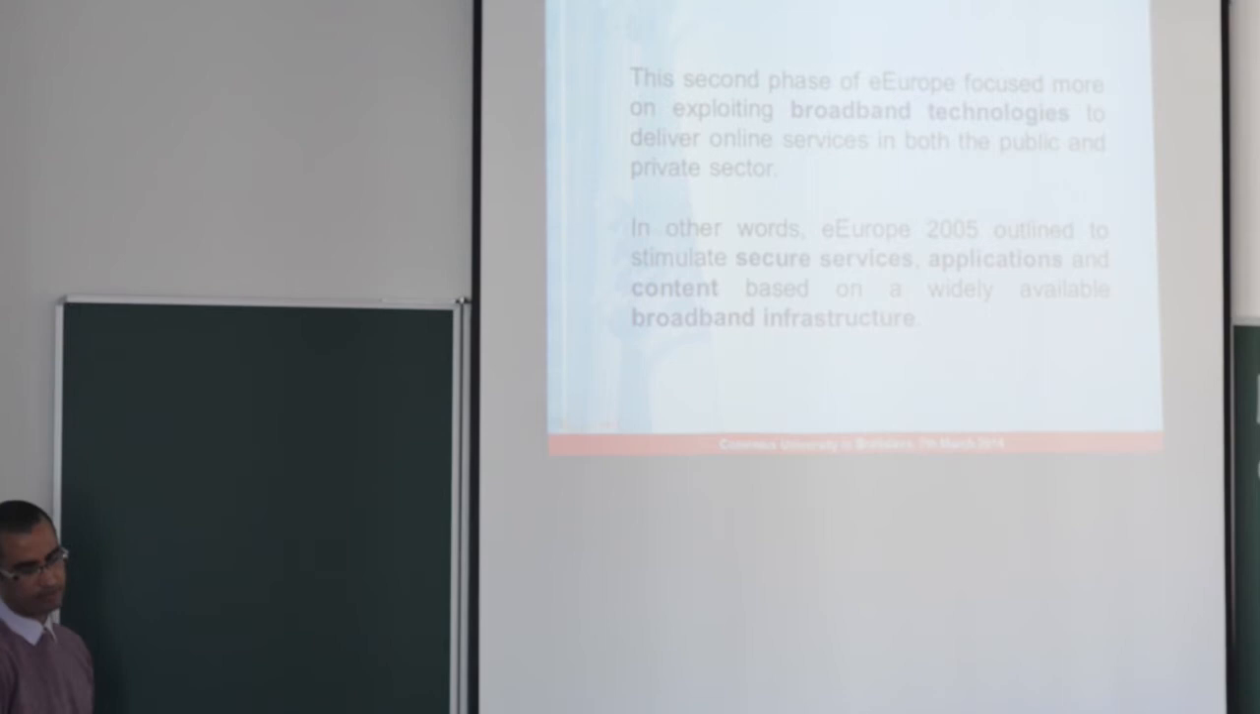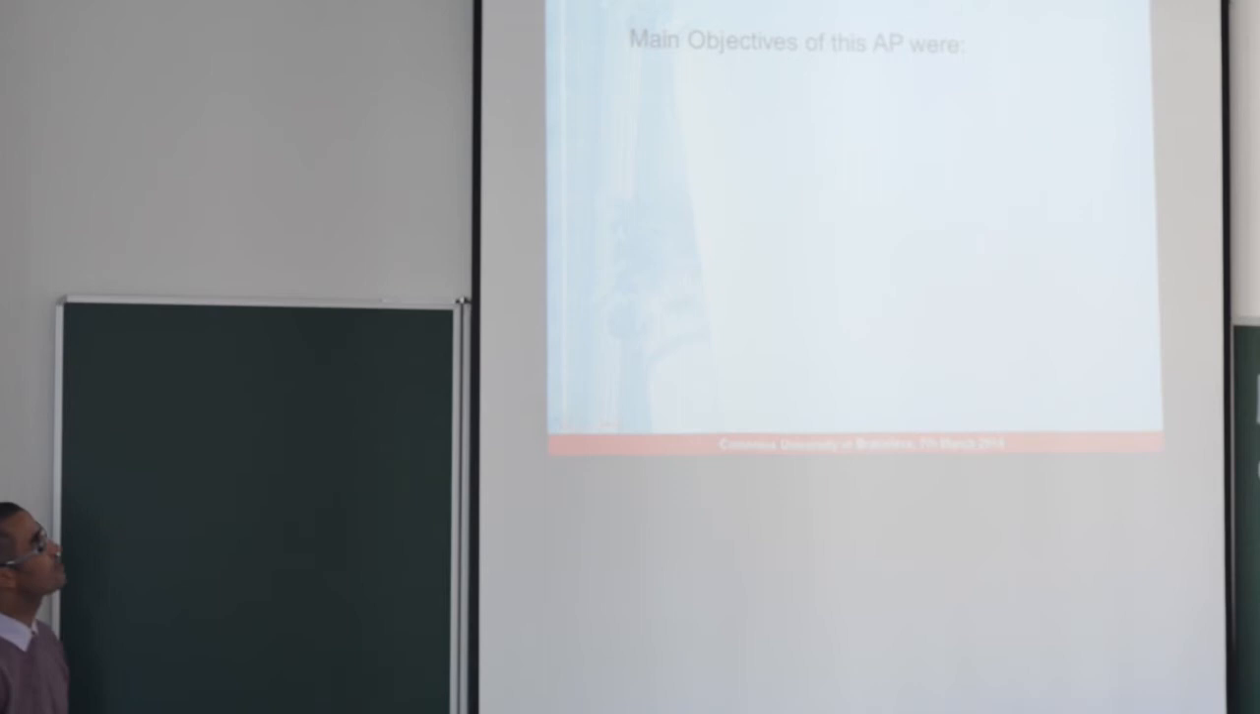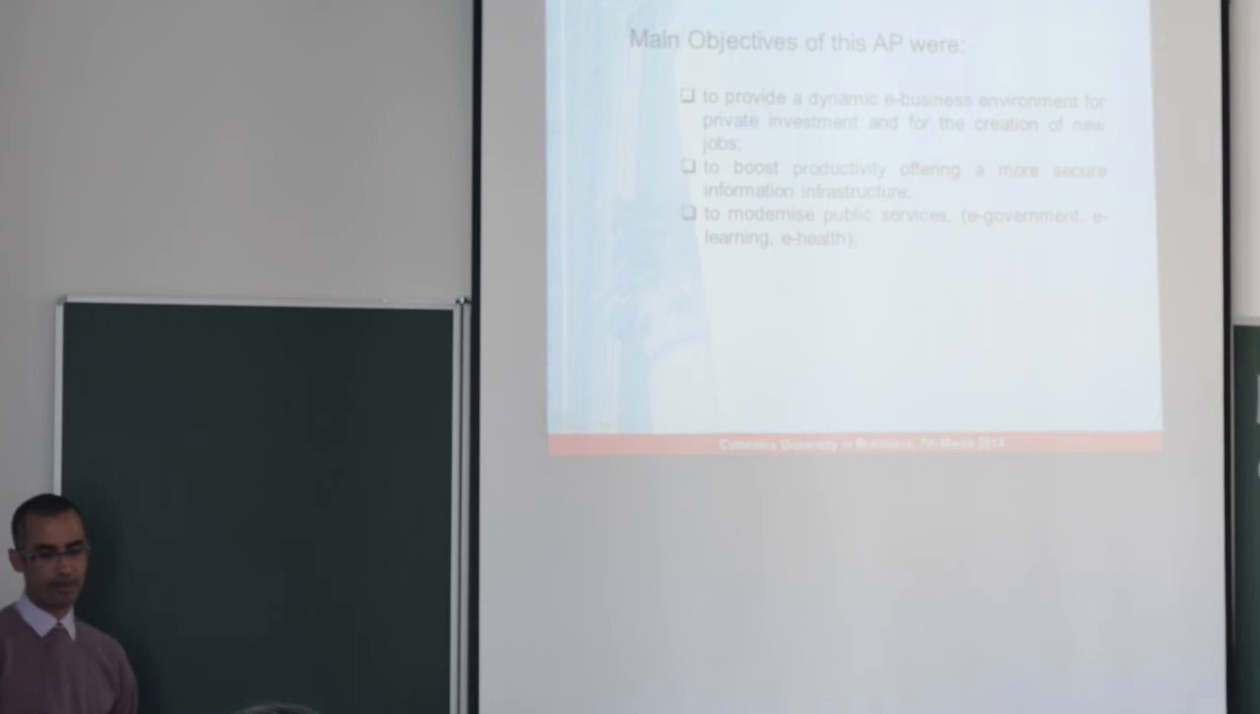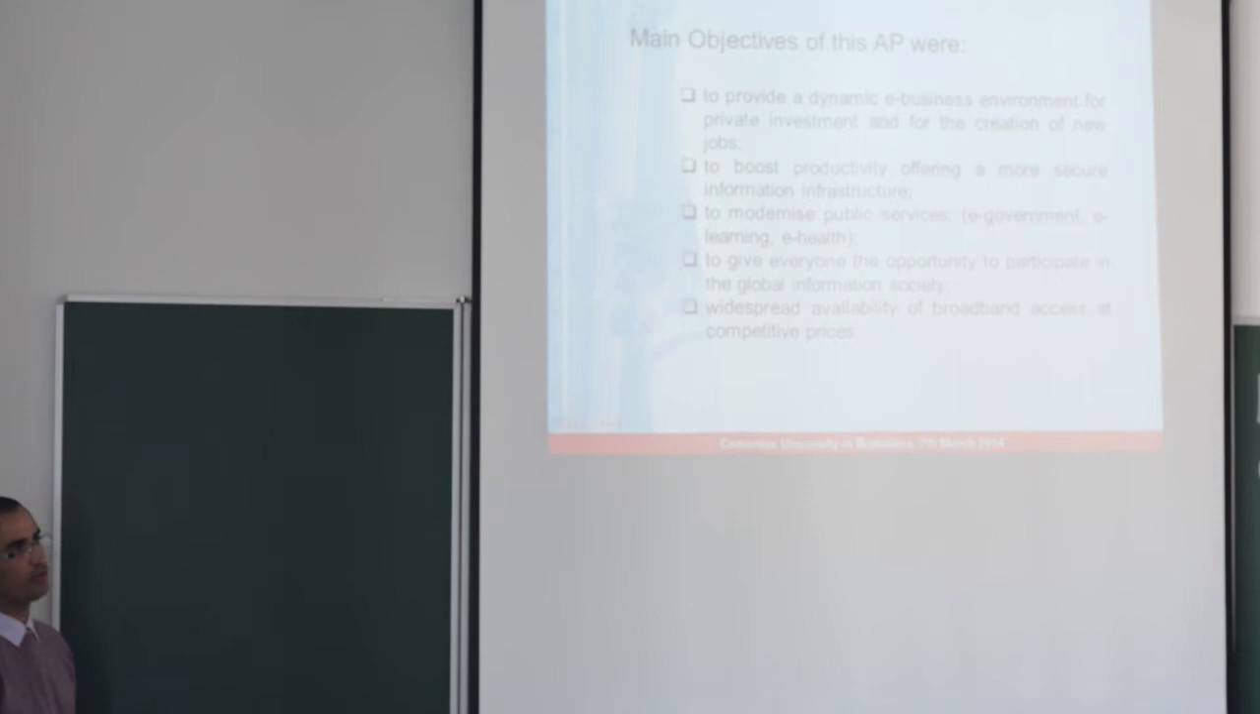So, in other words, E-Europe 2005 aims to stimulate secure services, applications, and content based on a widely available broadband infrastructure. The main objectives of this action plan were to provide a dynamic e-business environment for private investment and for the creation of new jobs. To boost productivity, offering a more secure information infrastructure. To modernize public services: e-government, e-learning, e-health. To give everyone the opportunity to participate in the global information society. Widespread availability of broadband access at competitive prices. Benchmarking and the dissemination of good practices.